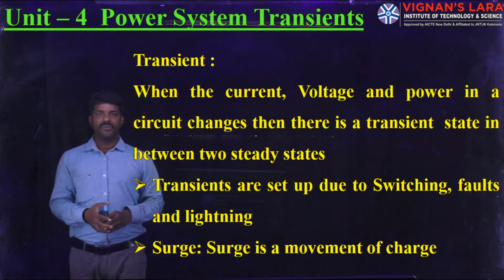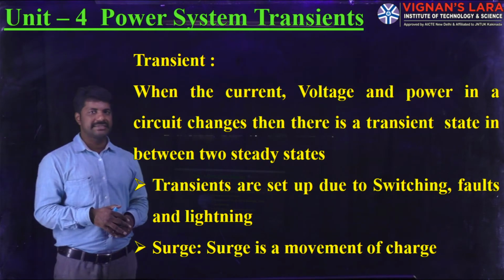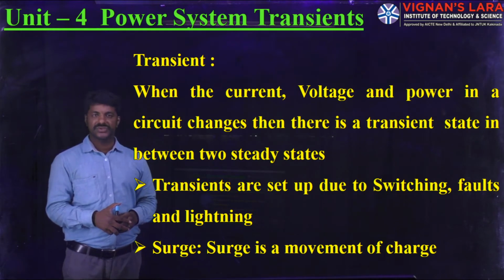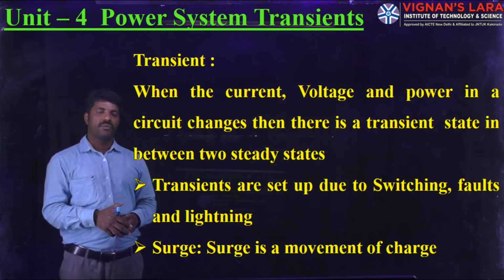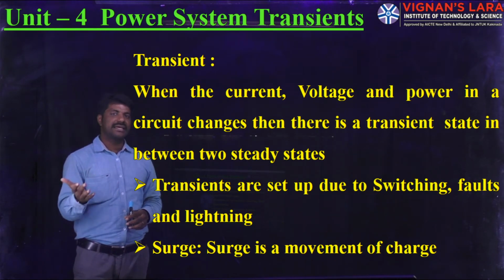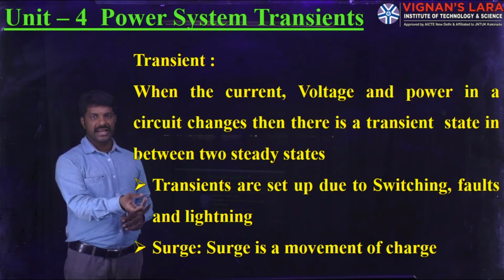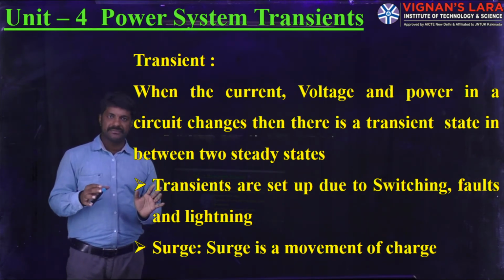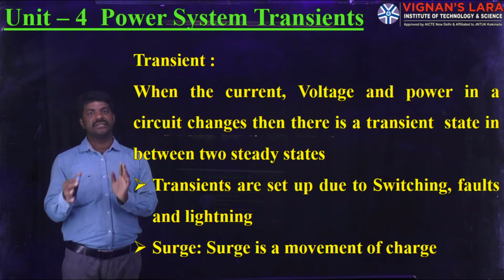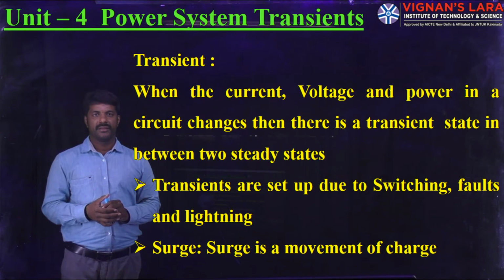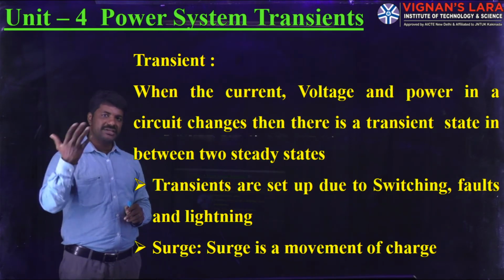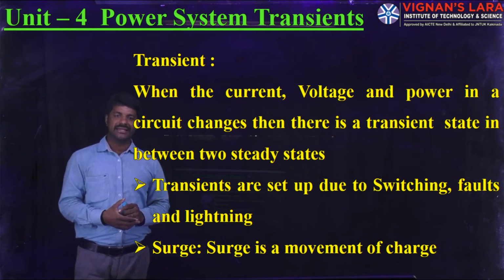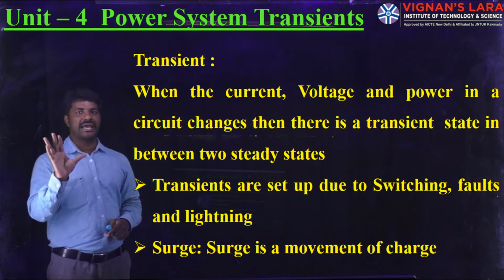First we have seen what is meant by transient: changes of the magnitudes of voltage, current and power from their steady state values is called transient. Next, how do these transients set up? The transients are set up due to switching, faults and lightning. Next, if the transient has occurred, there is a change in the voltage, current and power. Then how do we characterize that changed magnitude of voltage or current or power, whatever the quantity may be? It is characterized with a term called surge.